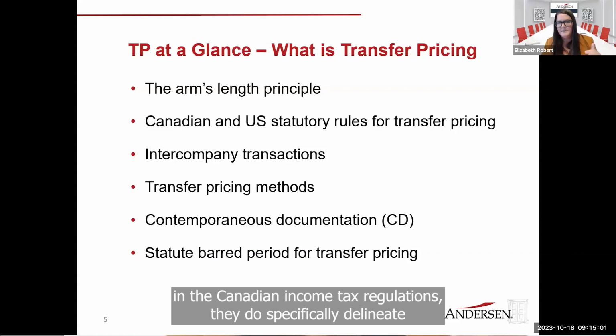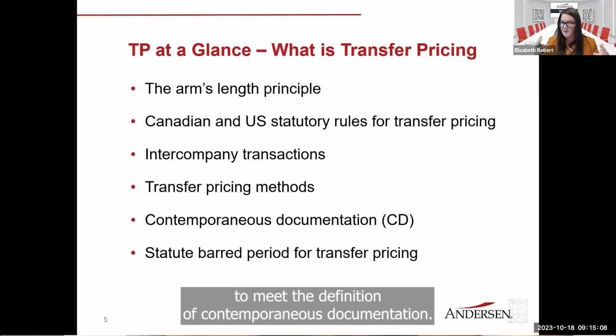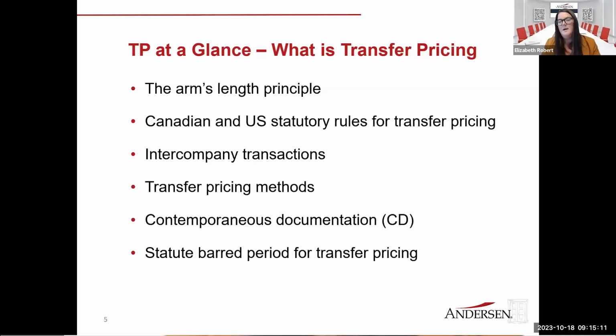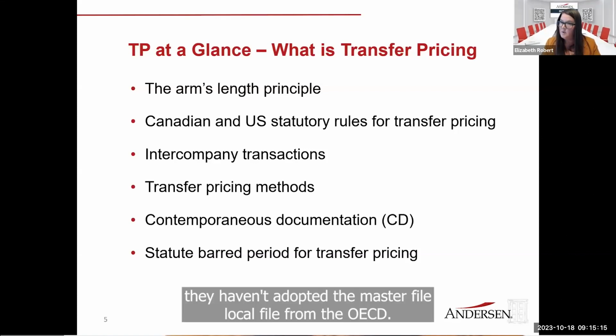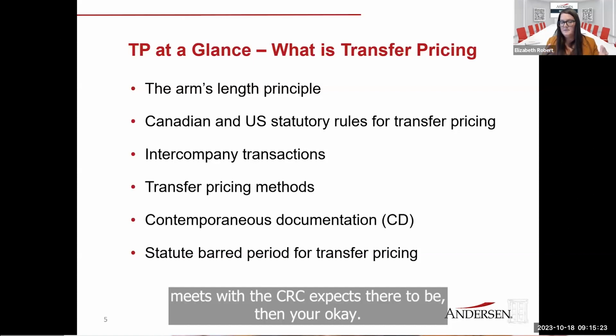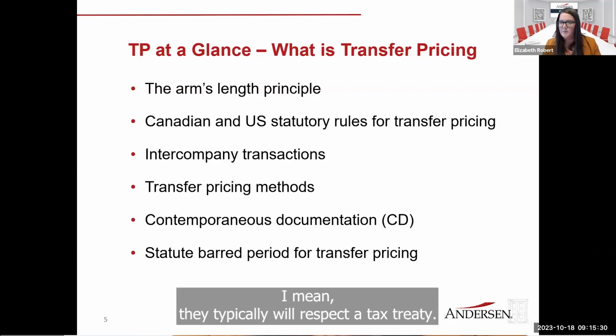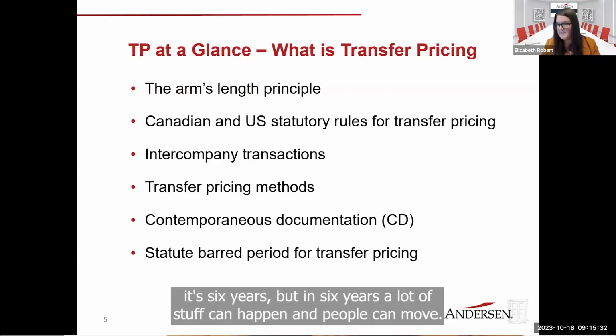in the Canadian income tax regulations, they do specifically delineate what type of information needs to be in there for you to meet the definition of contemporaneous documentation. In Canada, they haven't adopted the master file, local file from the OECD, but as long as your documentation meets what the CRA expects there to be, then you're okay. But it does help knowing that they can go back 7 years. I mean, they typically will respect a tax treaty. So with the US, it's 6 years, but in 6 years, a lot of stuff can happen and people can move.